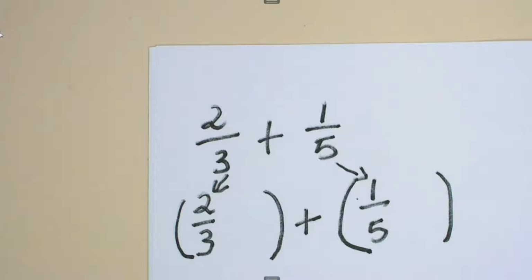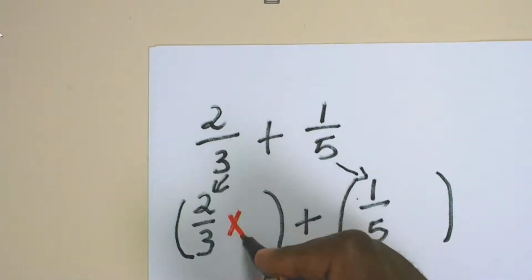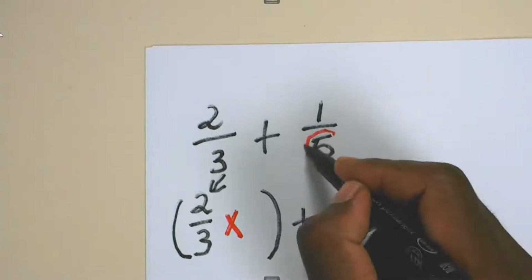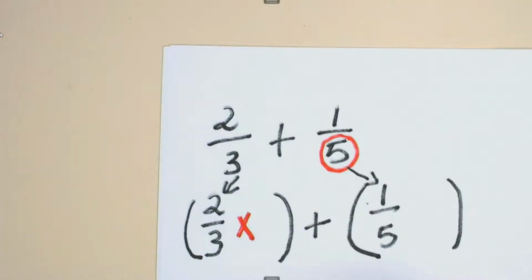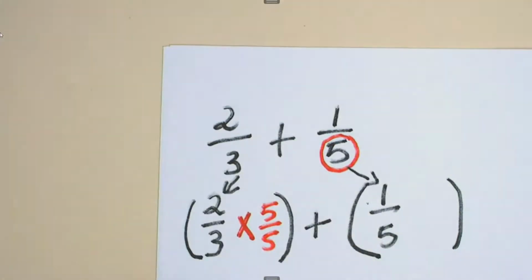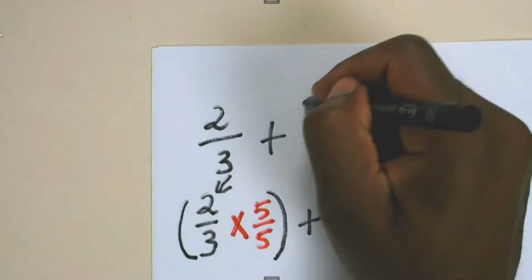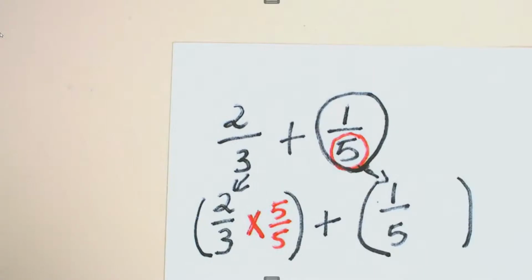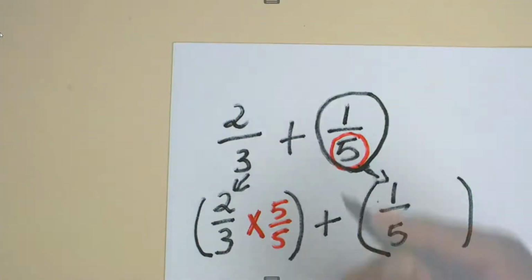Remember, guys, after having done that, what I said is that on this side, we are going to multiply by the denominator of this other side. So we will say multiply by 5/5. This arrow represents the whole fraction. Then this one only represents this one.